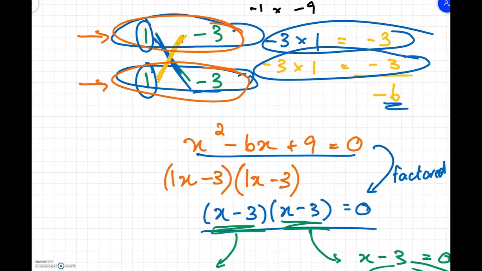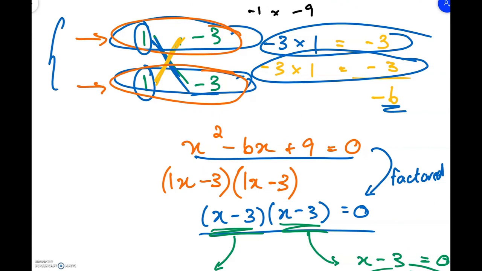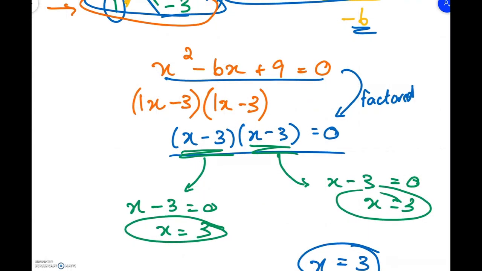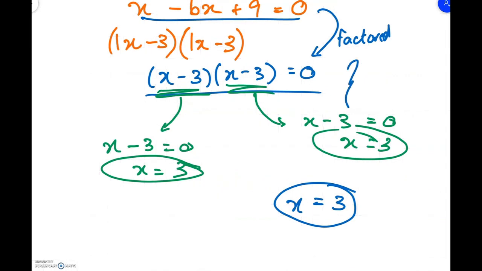And then basically what you're going to want to do is write this cross as a factored form. So it would be x minus 3 times x minus 3, and then set each of those factors equal to 0, and you would just get your solution, which is x equals 3. So let's try another example.